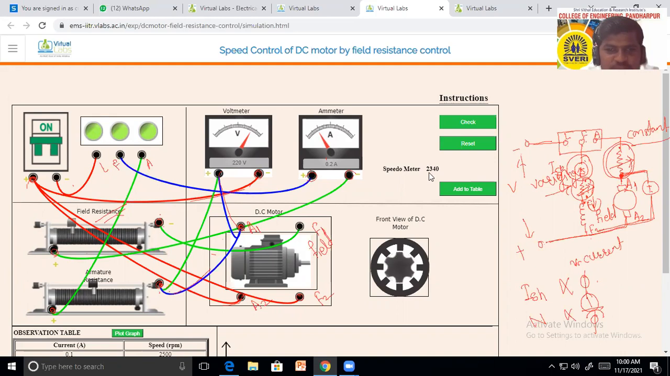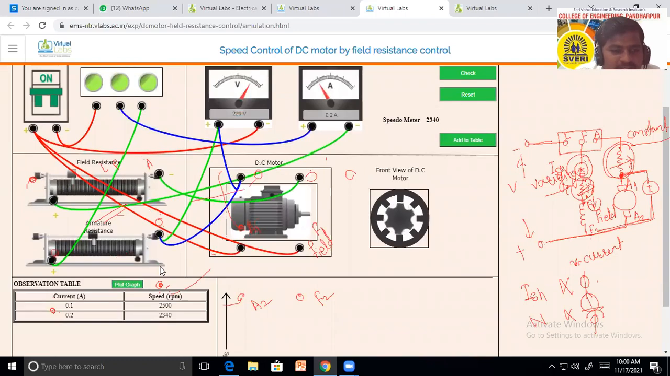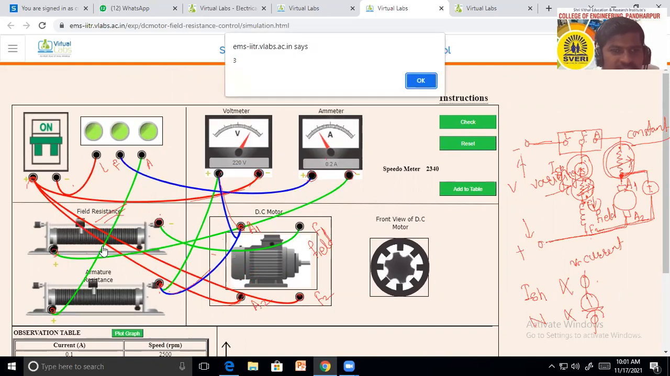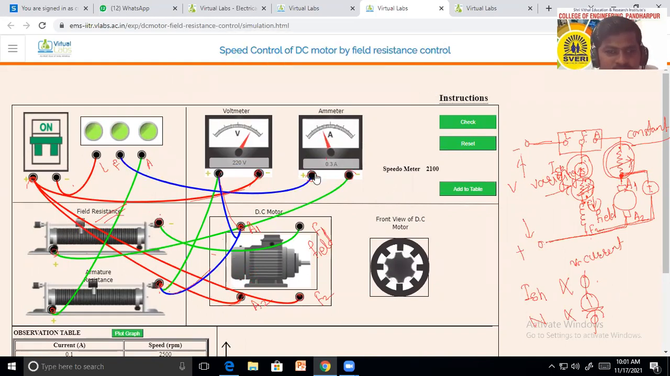See, the speedometer shows the speed, that is 2340. Here the motor speed is also showing in the front view of the DC motor. It shows that the speed is reduced to 2340. We will take this reading to the table: 0.2 and 2340. Now again I will vary the resistance. This is the third reading. The current increases to 0.3, then the speed decreases to 2100 revolutions per minute. So just add this value to the table.